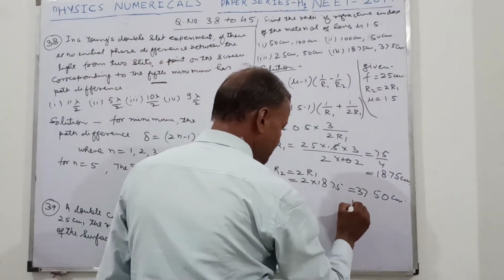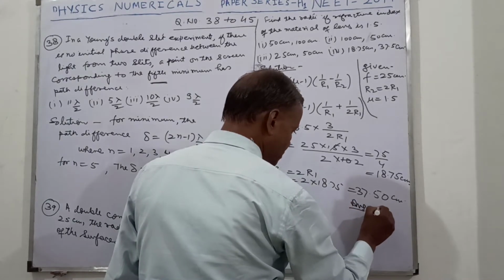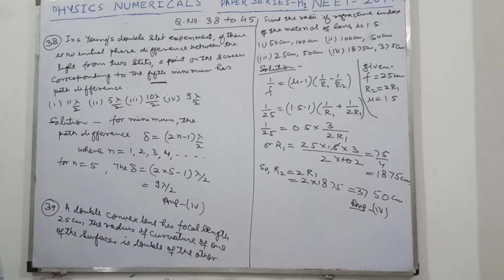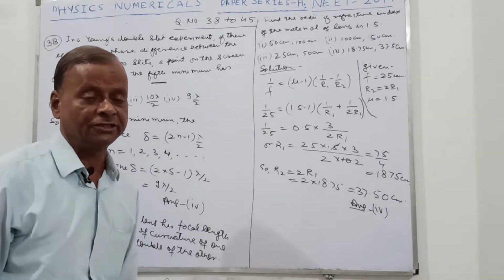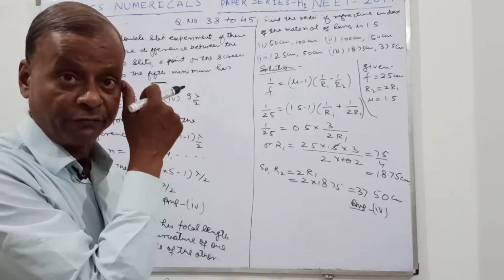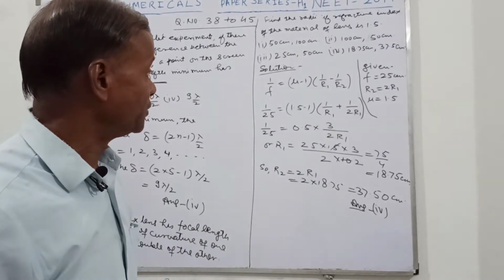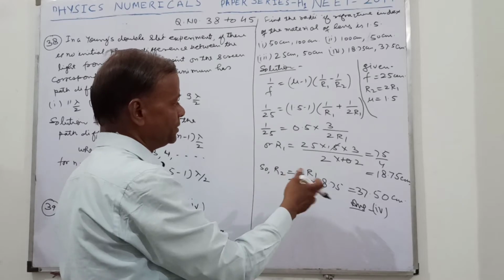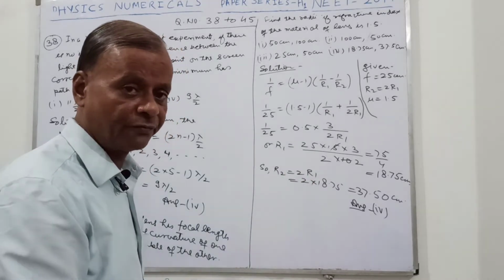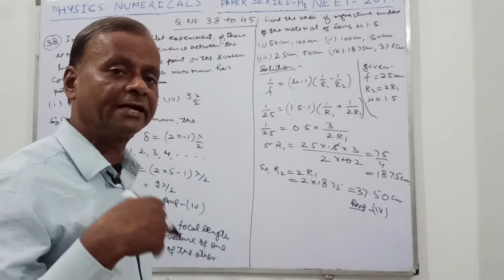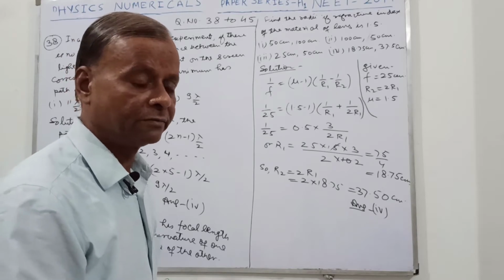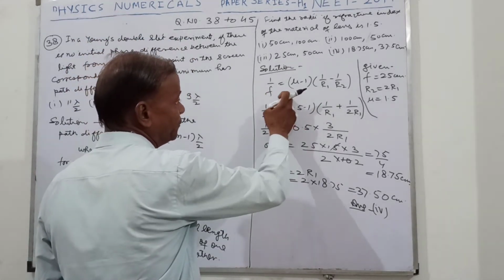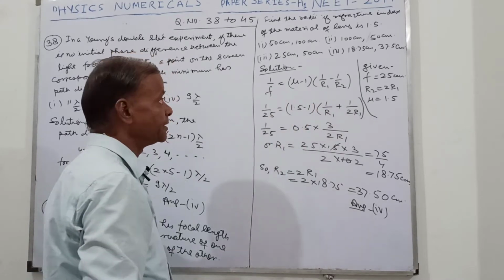So our answer is fourth. We have to keep in mind that the radius of curvature of the second surface is always negative. Because of that, this minus sign will be positive, and then you just calculate and find the value of R1 and R2. So this is the direct application of the formula. This is called the lens maker formula.